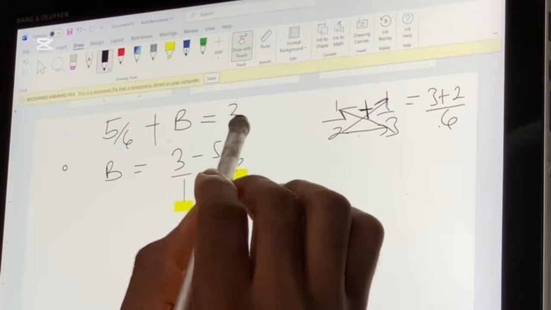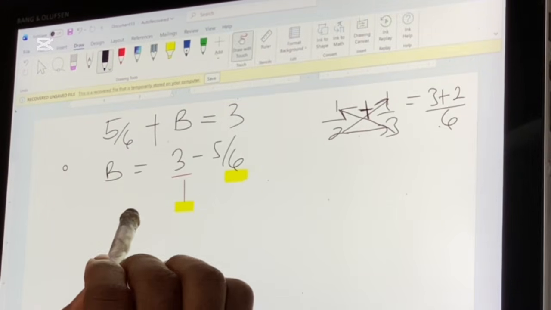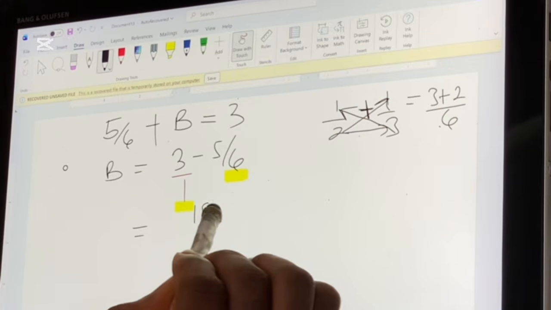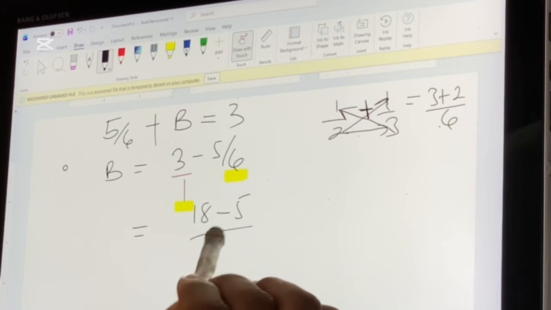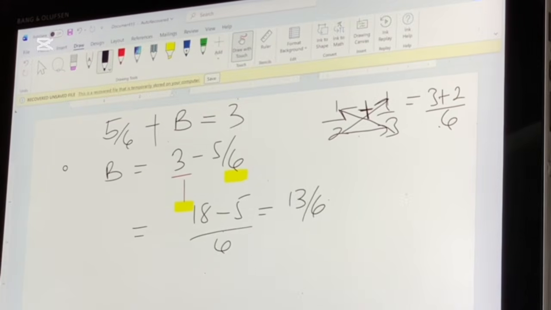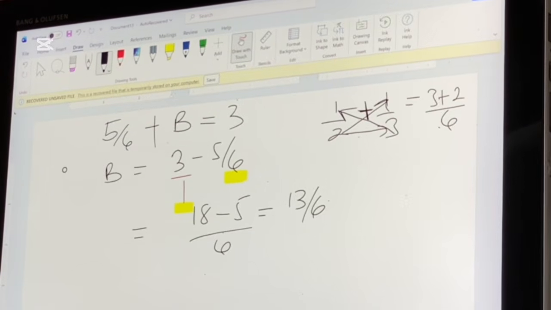Please take note. So apply the same format here. I will have this times this will give us 18 minus 5 over 6. So this is going to be equal to 13 over 6. So our B is 13 over 6.